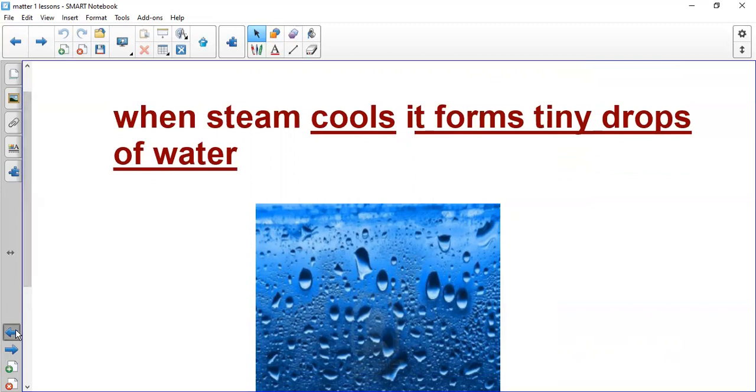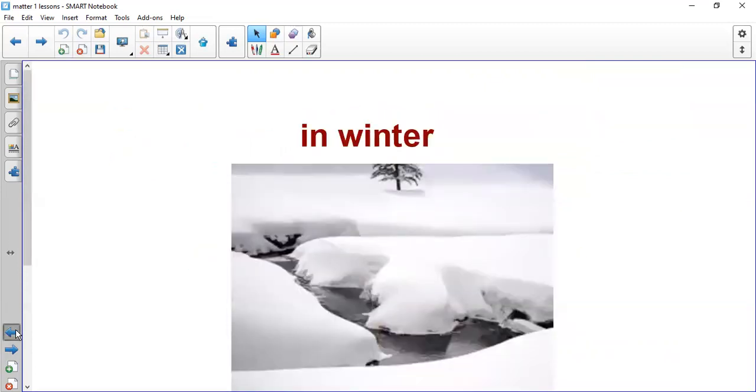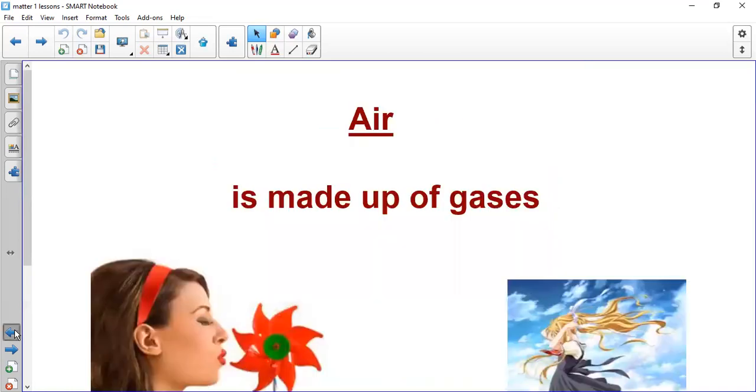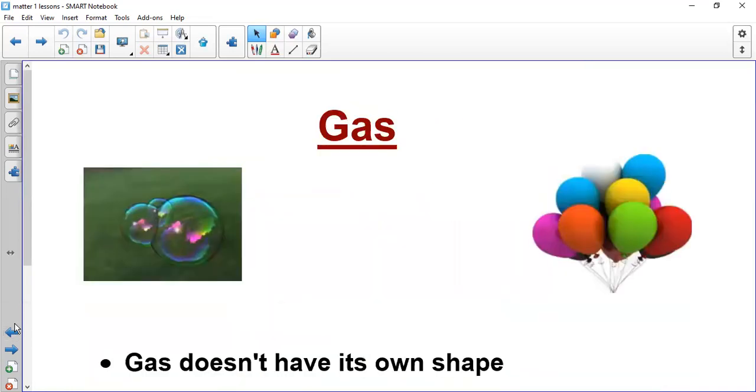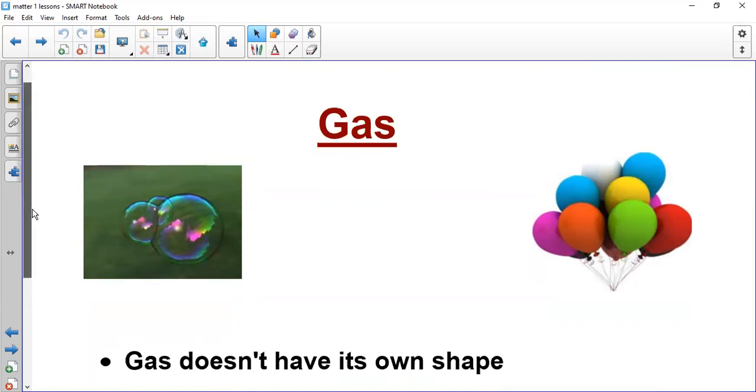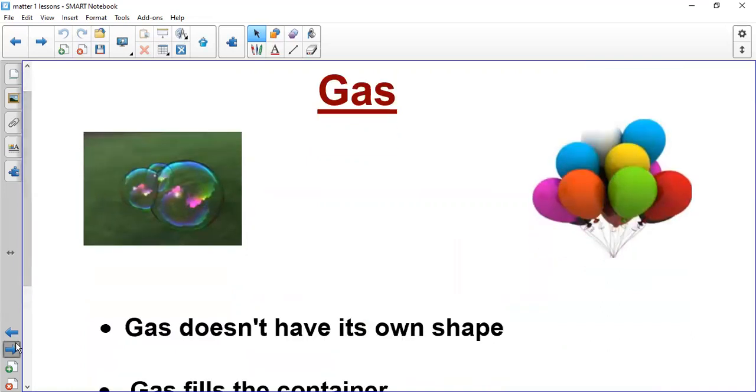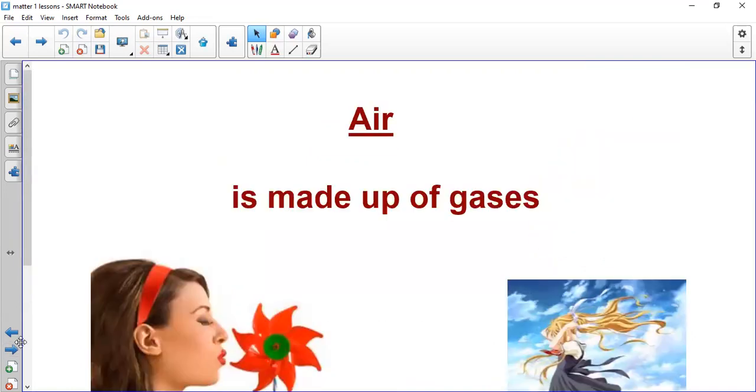So let's wrap up what we have studied today. Today we covered the third form of matter, which is gas. We said gas doesn't have its own shape. Gas fills a container, and air is made up of gases. Can we see the air? Can we touch it? Of course not. But we can feel it. We are breathing air also.